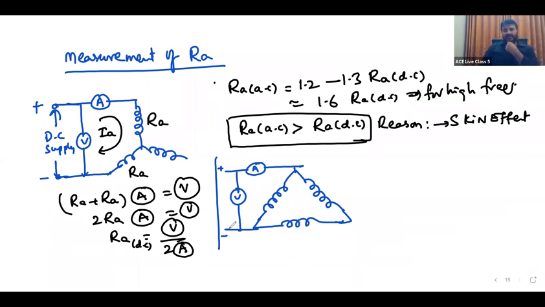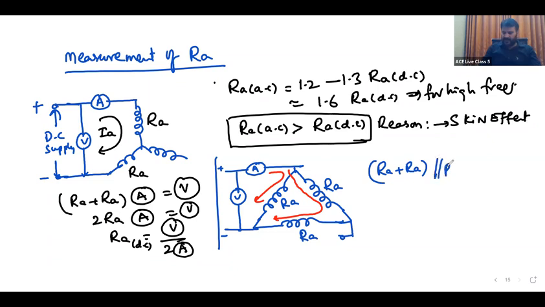When DC is there, reactance becomes 0. DC means reactance 0. So it gives only resistance. This is RA, this is RA, this is RA. This is open circuited. Now what is the resistance? This is one path, and another path is in this direction. Therefore, the resistance will be RA plus RA, in parallel with RA.